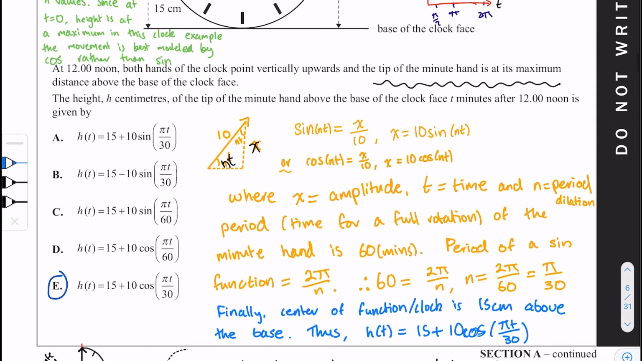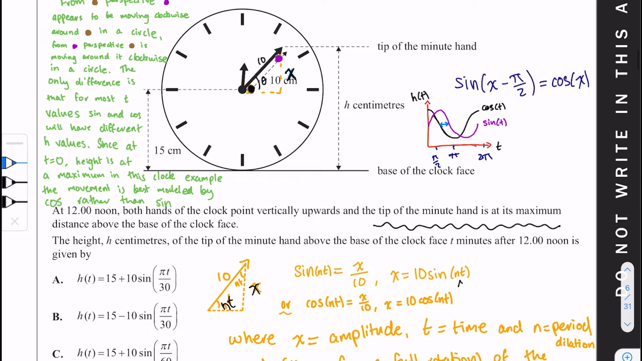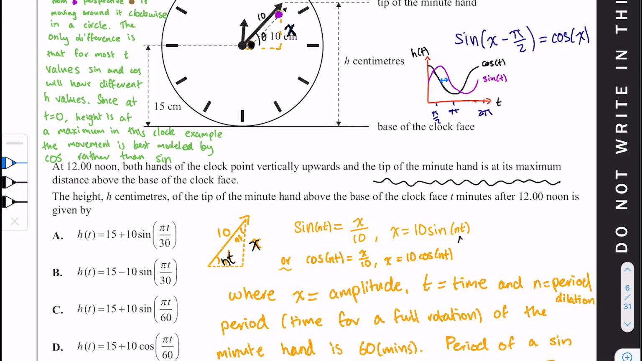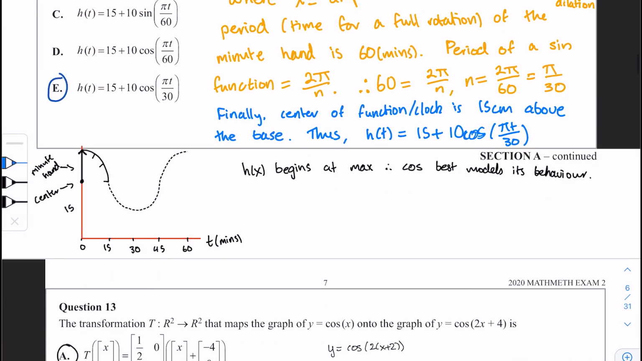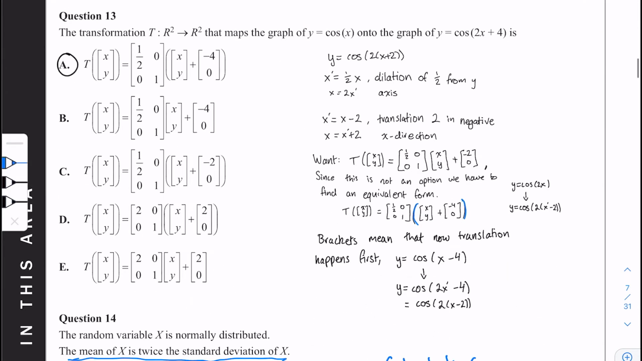The biggest thing people should watch out for is that they would immediately think it's sine, because they would try to calculate what that x is. But remember, even if you're finding this using a sine side length ratio, it still could be cos, because you have to look at the starting point. And yeah, so it's E. Question 13.